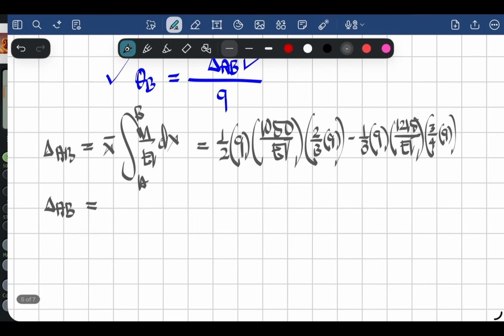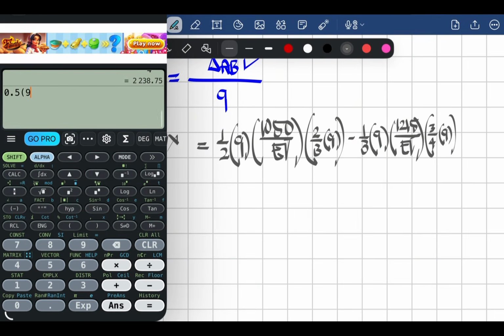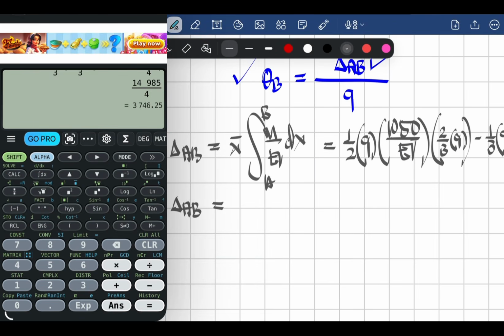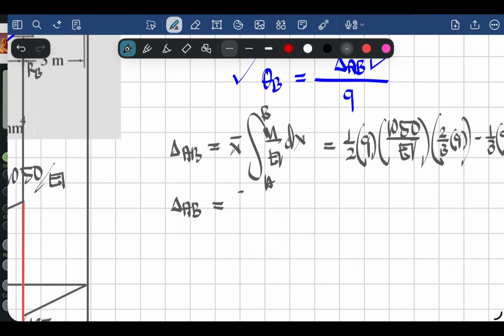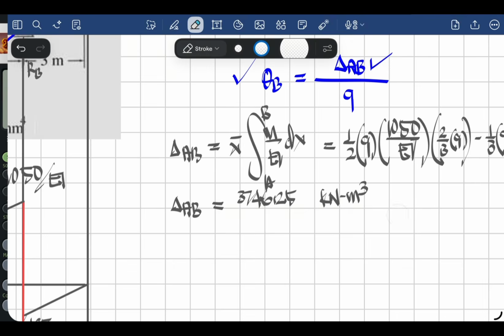Okay, so delta AB is 0.5 times 9 times 1050 times 2/3 of 9, minus 1/3 times 9 times 1215 times 3/4 of 9. That gives 3746.25 kilonewton meter cube over EI.